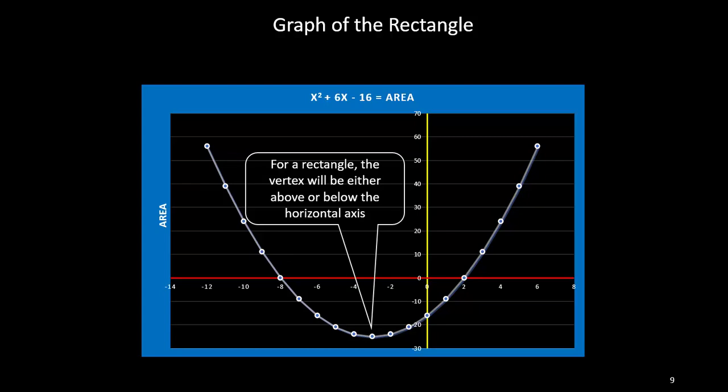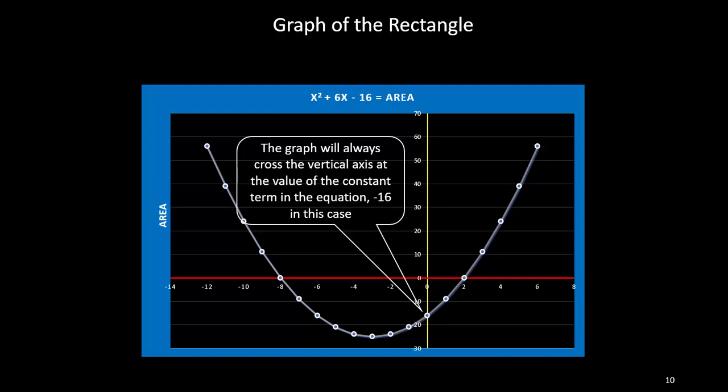For a rectangle, the vertex may lie either above or below the horizontal axis, and this is a major difference from the graph for the square. Just so you know, this would make a great exam question, one probably worth maybe 1 million, 2 million points. Finally, just as an example with the square, the y-intercept is the value of the constant in the equation.